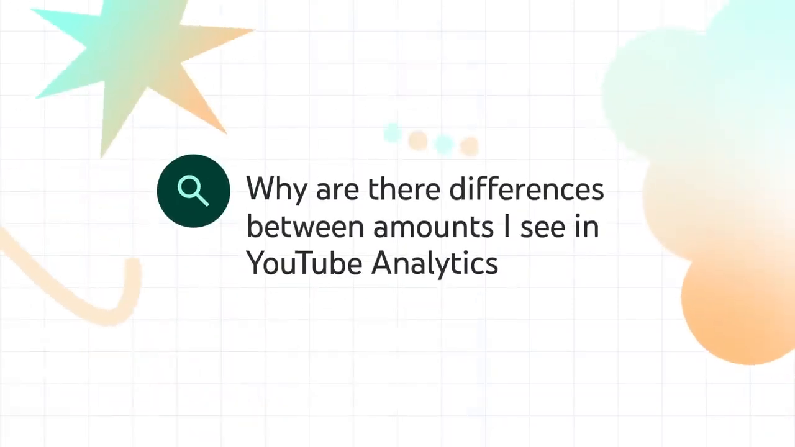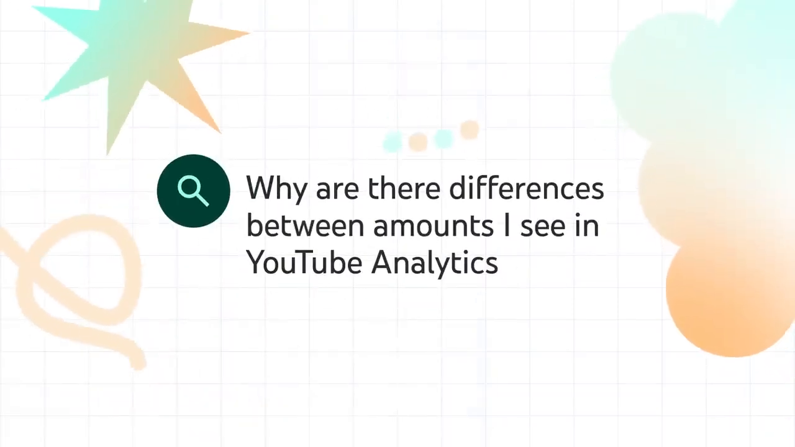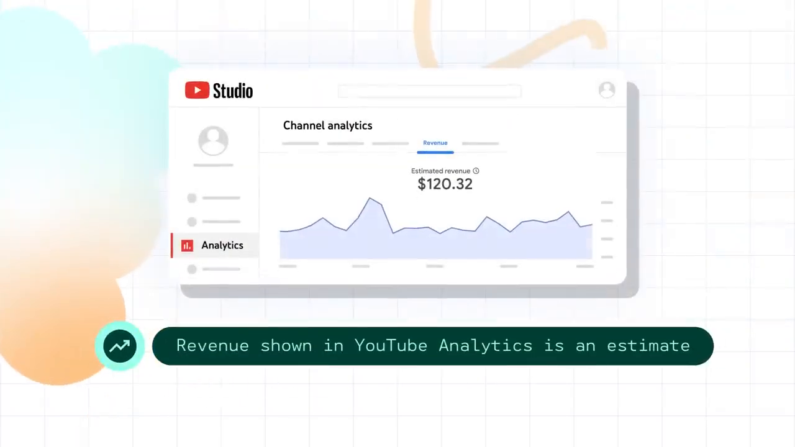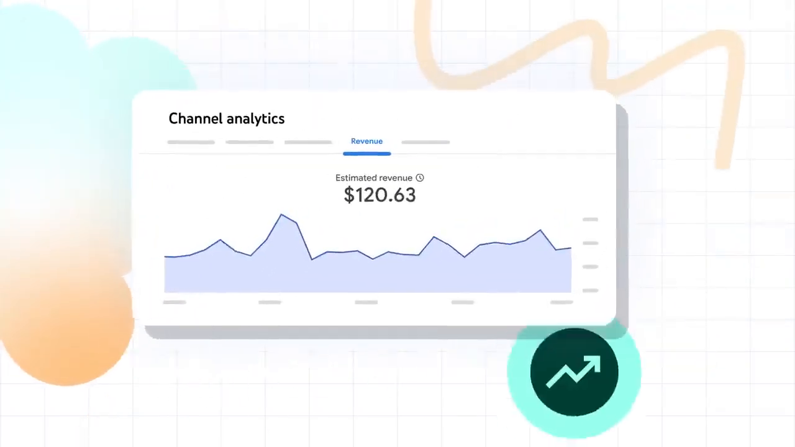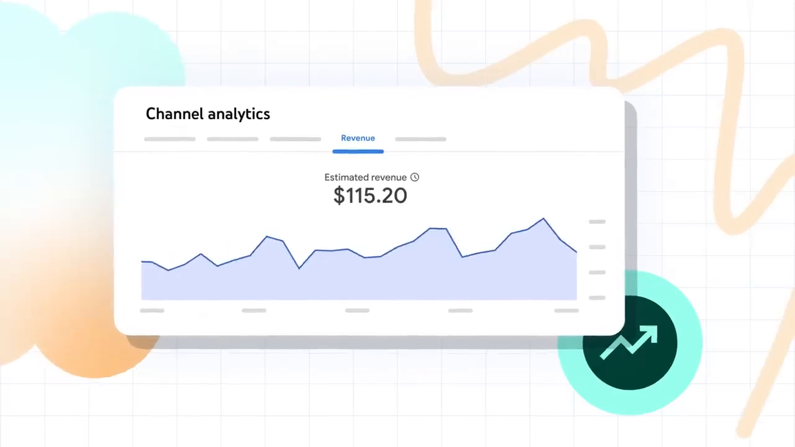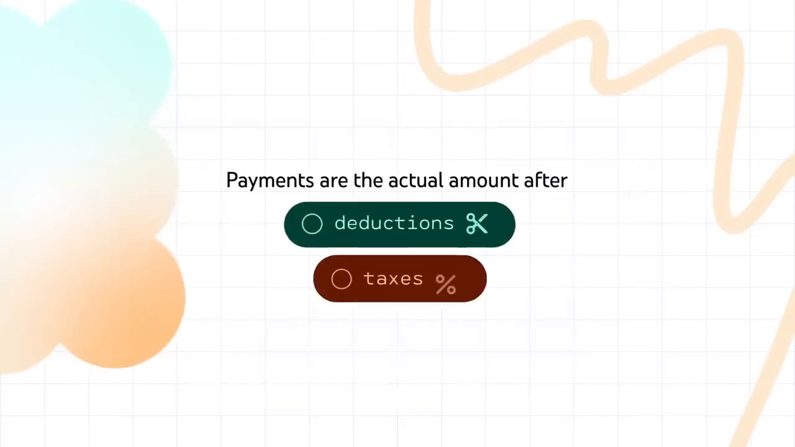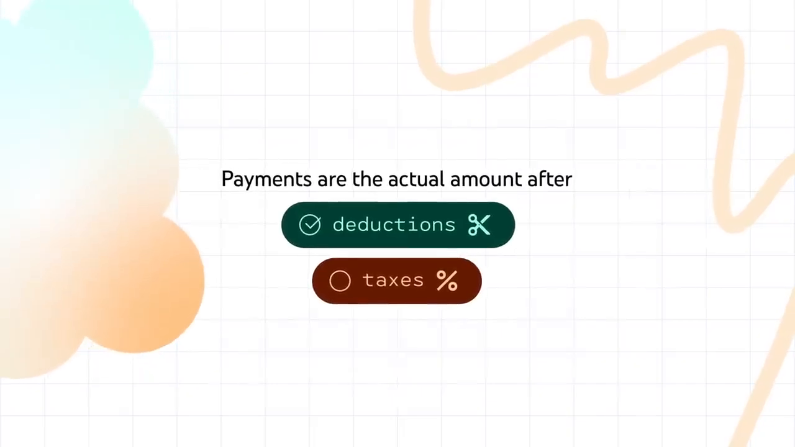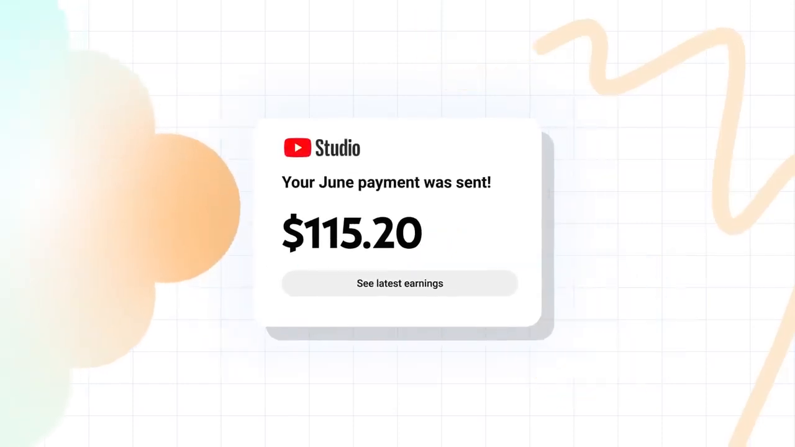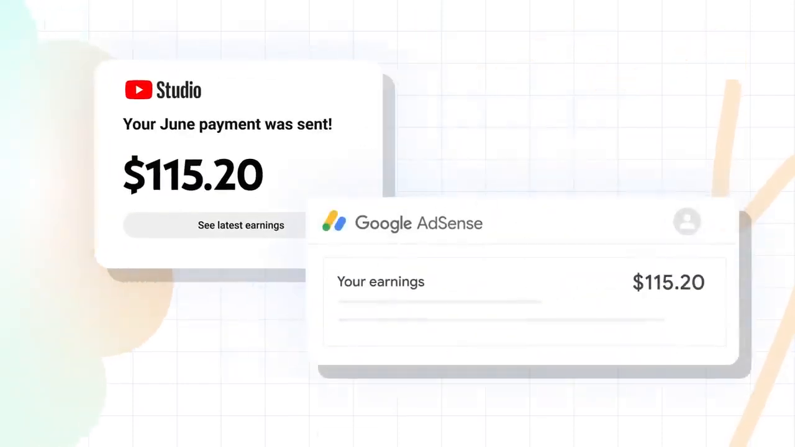Why are there differences between the amounts I see in YouTube Analytics and the actual payments I receive? Revenue shown in YouTube Analytics is an estimate and will fluctuate throughout the month based on your channel activity and as we make adjustments. Payments are the actual amount we pay out after deductions and taxes. Once a payment is issued, that is the official amount. You'll see this amount in the Studio mobile app or in AdSense for YouTube.